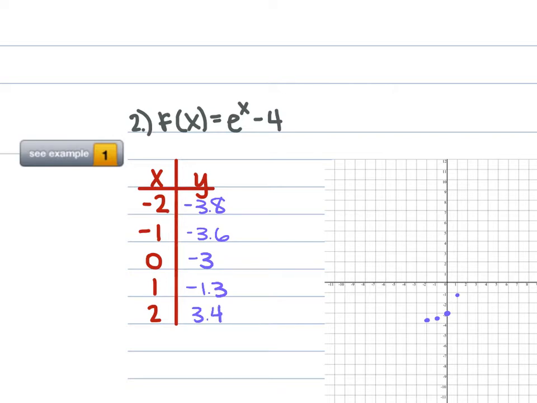3.4 is about here. We draw our line through these points, and then we're done.